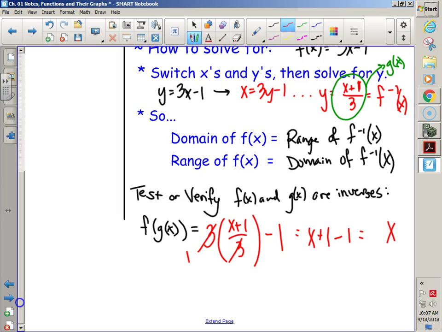What would happen if we went the other way? G of F of X? Everything gets undone again, except for what are you left with at the end every time? X. Got it. Check. Whew, that was rough. Okay.